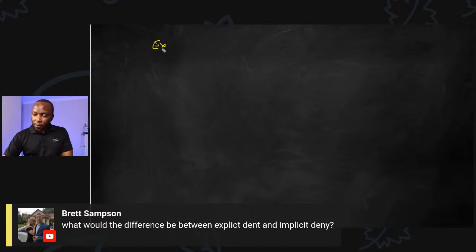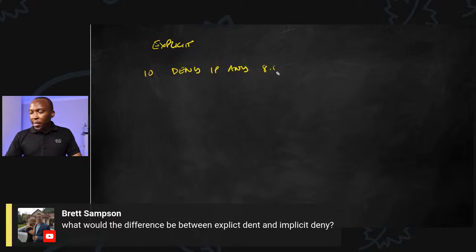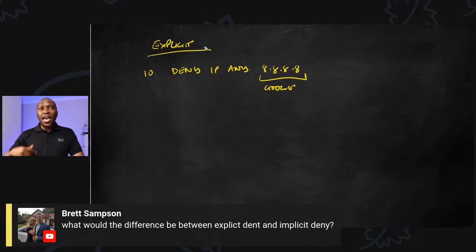So explicit deny is where in your access list, you say, I want you to deny, this is the sequence number of the access list, deny IP any going to 8.8.8.8, which in our case is the Google server, or Google DNS. So I'm denying anything going to the Google DNS. That is an explicit deny, because I am specifically saying I don't want any traffic going to the Google server.